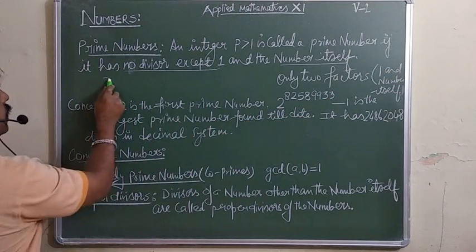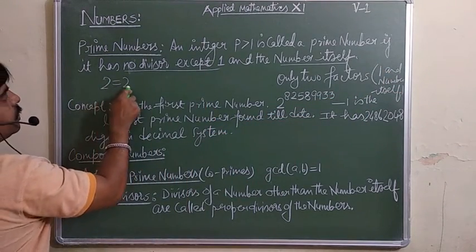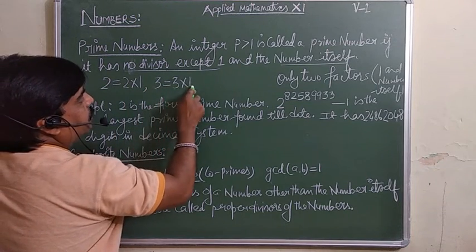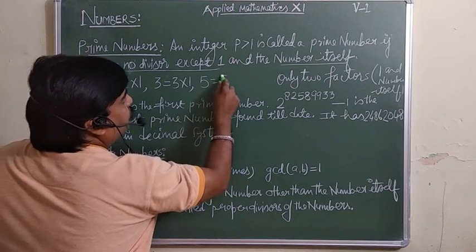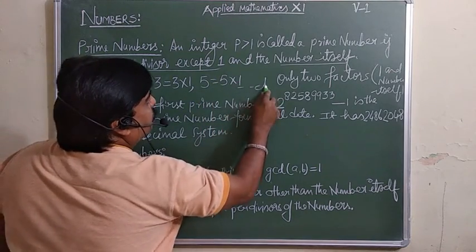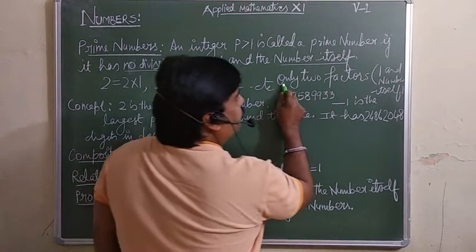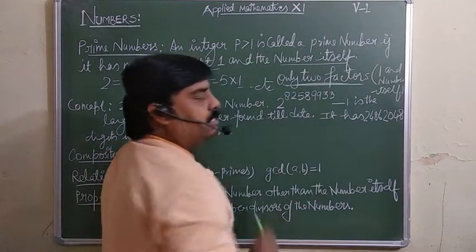For instance, take 2. It can be written as 2 into 1. 3 can be written as 3 into 1, and 5 as 5 into 1. So these are all prime numbers. The number which has only two factors is the prime number.